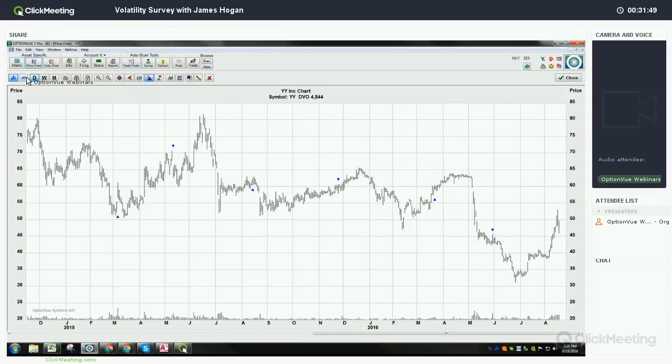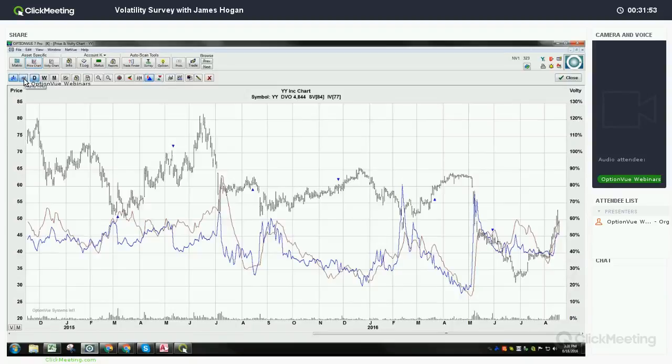The other thing you can do is overlay the current volatility levels over these. The blue line is your implied volatility, and the brown line here is your statistical volatility. Also, what I have highlighted here, this button, is the earnings, so you can see if earnings has recently happened.